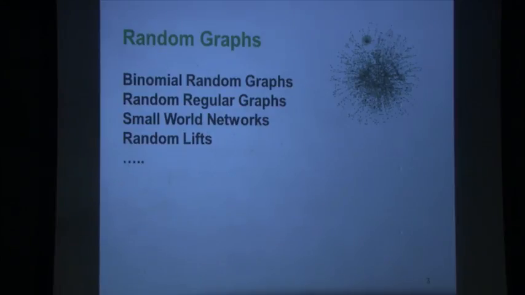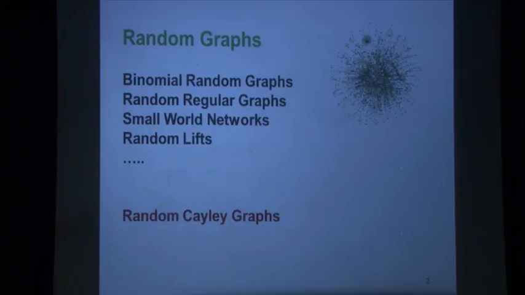There are many models of random graphs, and I wrote here binomial random graphs, random regular graphs, small world networks, random lifts, and there are more. I think it's interesting also to study random Cayley graphs. As I'll mention, some special properties of them have been considered quite a lot. But maybe it's useful to do it in a more systematic way, to really study the behavior of all interesting graph invariants for random Cayley graphs.